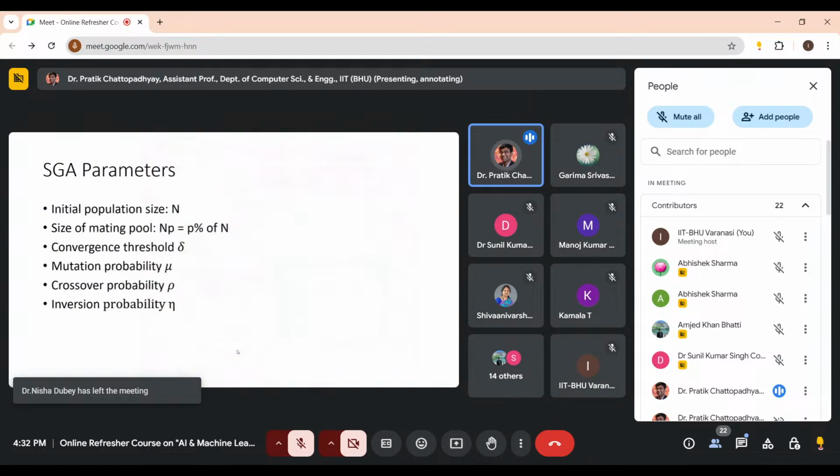So let's go step by step. Initial population, we are considering size n. Mating pool, we are taking p percentage of n. That's a convergence threshold, something. These things we will talk about. The inversion is different; mutation and crossover we will talk about in this session. What are mutation probability and crossover probability, that also we will discuss.